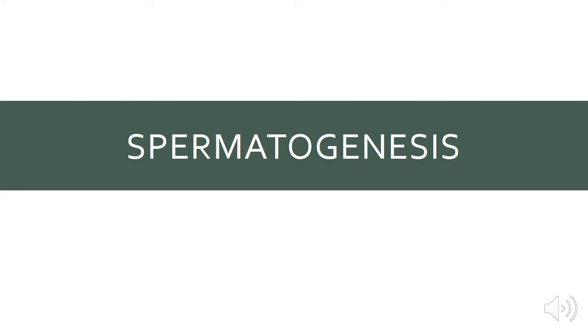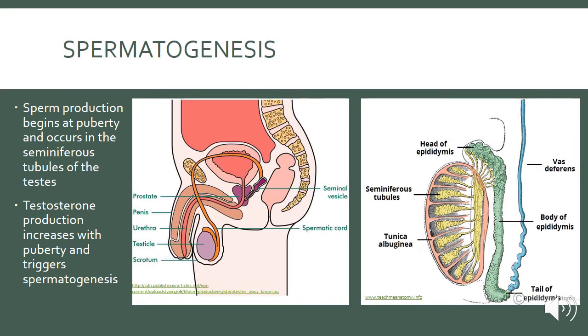How do we make sperm? First, a quick review of male function and male anatomy. So remember, sperm production begins at puberty. So this is not something that starts early in fetal life. And it occurs in the seminiferous tubules of the testes. So there, for anyone who needs a quick refresher on male anatomy. Now, testosterone production increases with puberty, and that's actually what triggers this process to start.